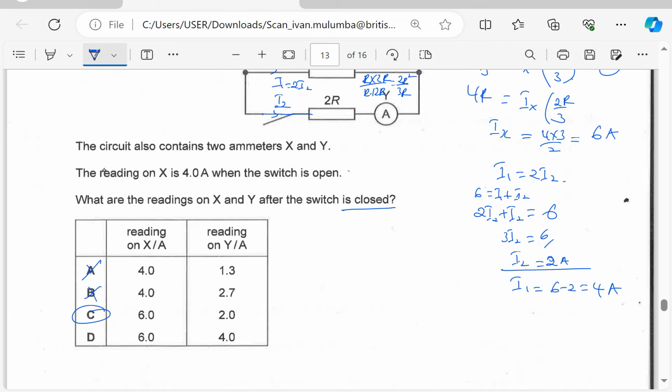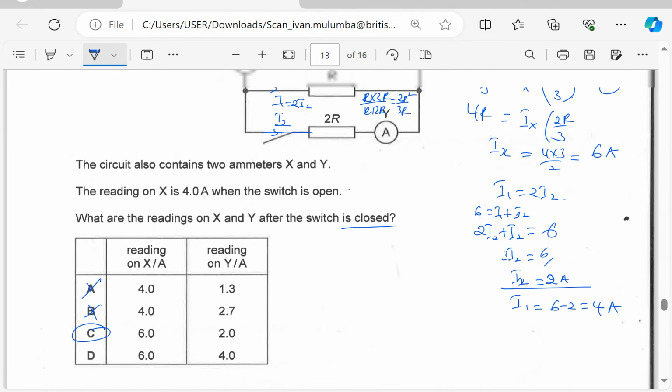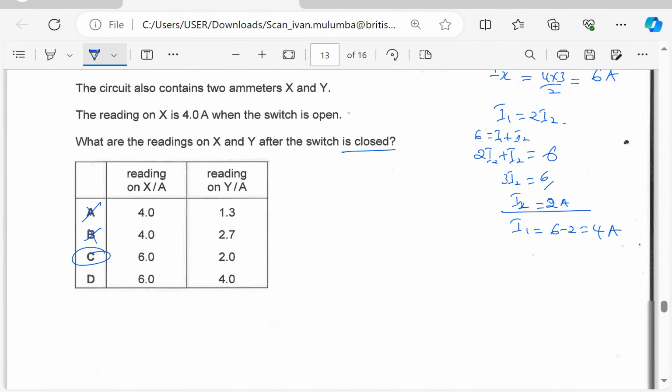I2 is the current on Y. So that is 2 amperes.